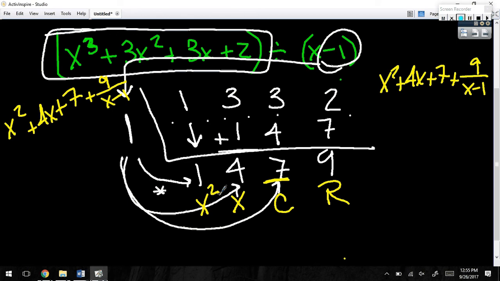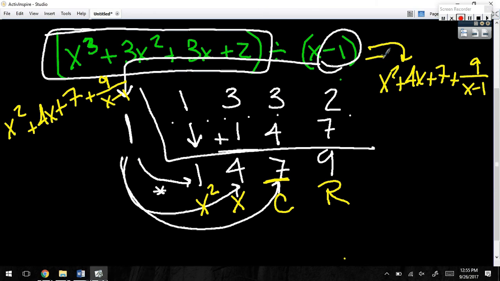Let's do another. Let's see if you got it. Okay, and that's going to equal 9 divided by x minus 1. This is the answer. Why is the remainder over the x minus 1? Just like when we did long division, remember you put it over what you divided by? Got it?